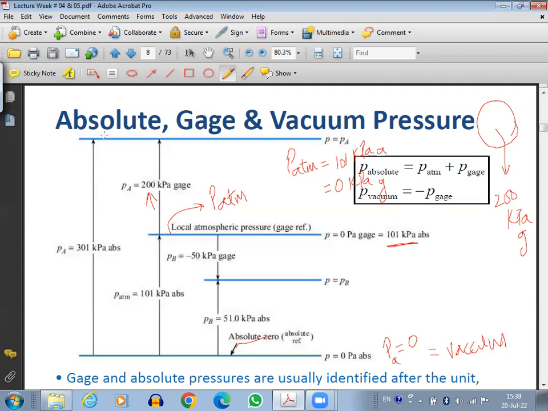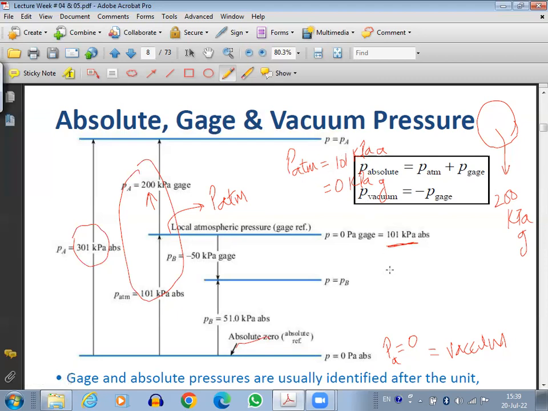Or in terms of absolute, it will be 101 plus 200. Combine them together, and that will be 301 kilopascal absolute. So let me repeat the sentence again. At an atmospheric pressure of 101 kilopascal, 200 kilopascal gauge is equal to 301 kilopascal absolute. You get the idea?